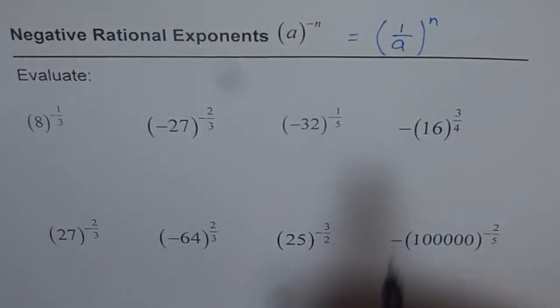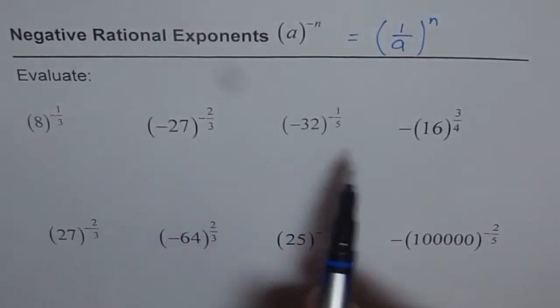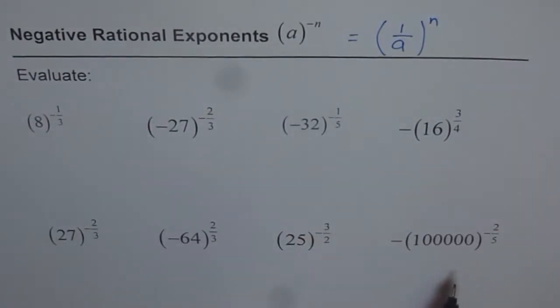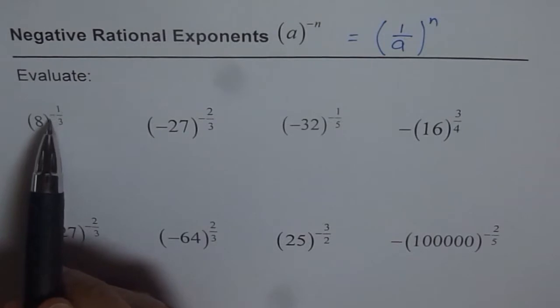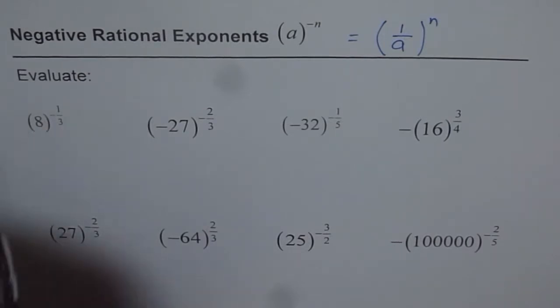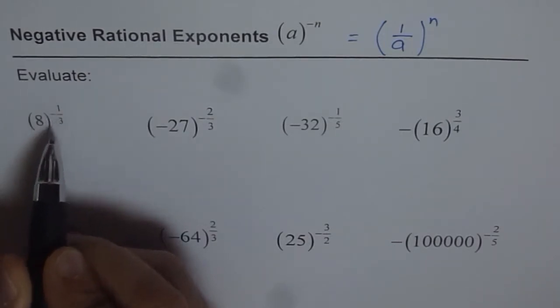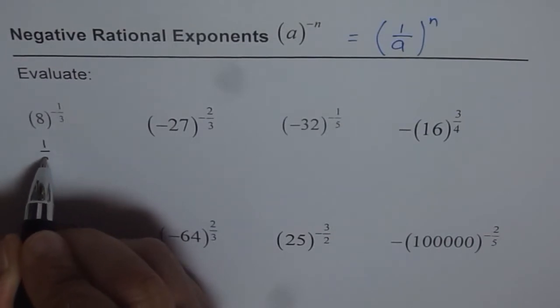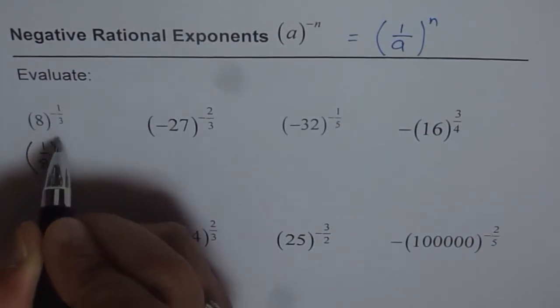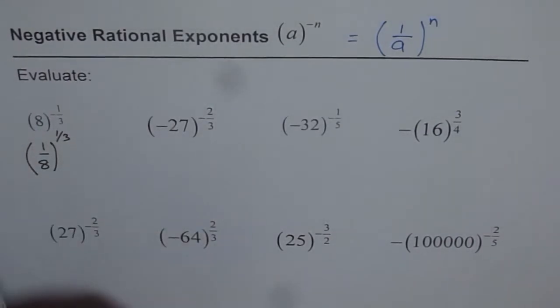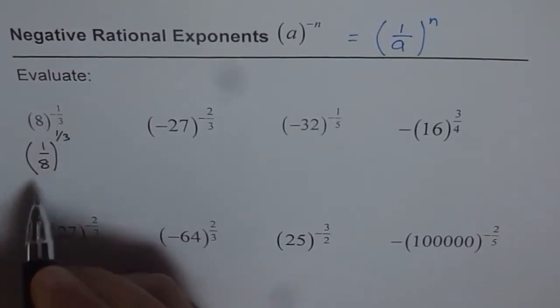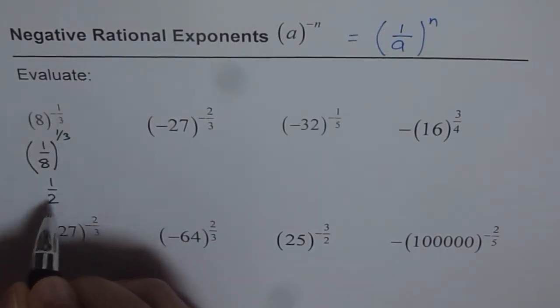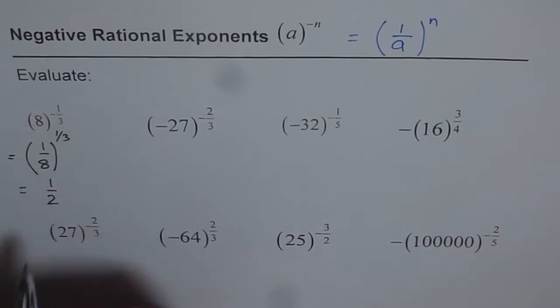Okay. Now keeping this in mind, try to answer these questions. You can pause the video, copy the questions, answer them, and then look into my suggestions. Here is how we will do it. When we see this minus sign, it means 8 to the power of minus 1 over 3 is as good as writing 1 over 8 to the power of 1 over 3, right? Now cube root of 8 is 2, so we get this equals 1 over 2. So that is how we are going to solve it.